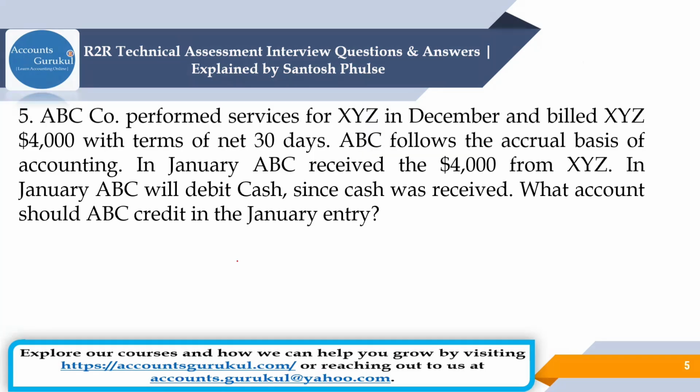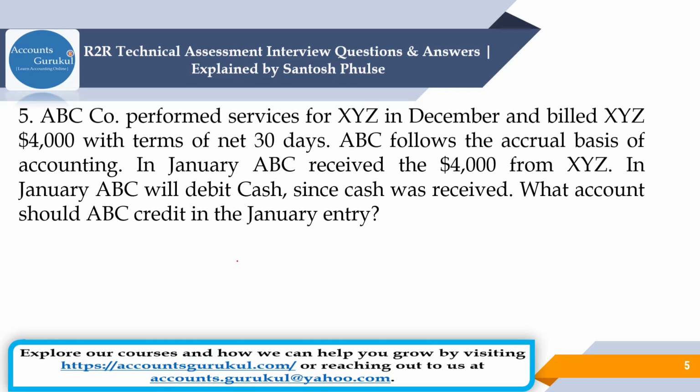Next, ABC company performed services for XYZ in December and billed XYZ 4000 with terms of net 30 days.